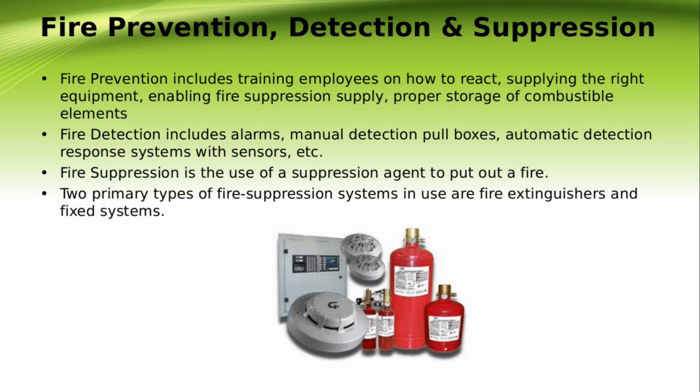The first step in a fire safety program is fire prevention. The best way to prevent fires is to train employees to recognize dangerous situations and report them immediately. Knowing where a fire extinguisher is and how to use it can stop a small fire from becoming a major catastrophe.